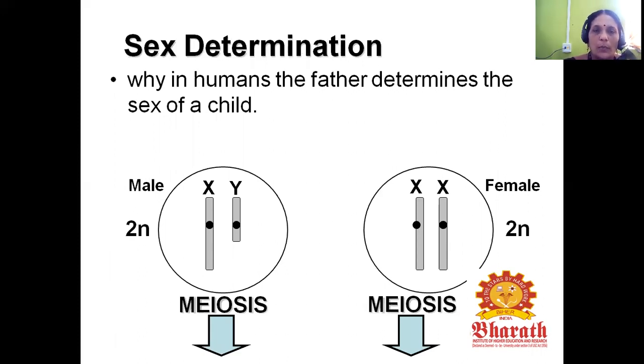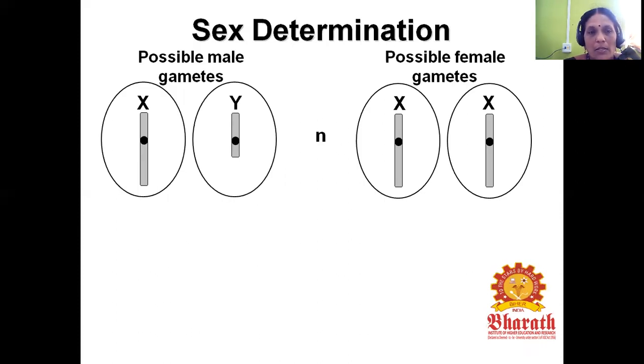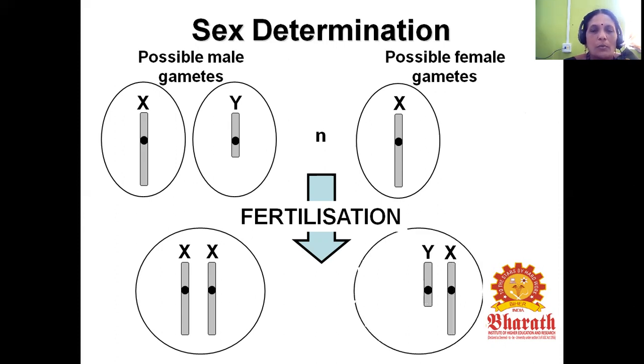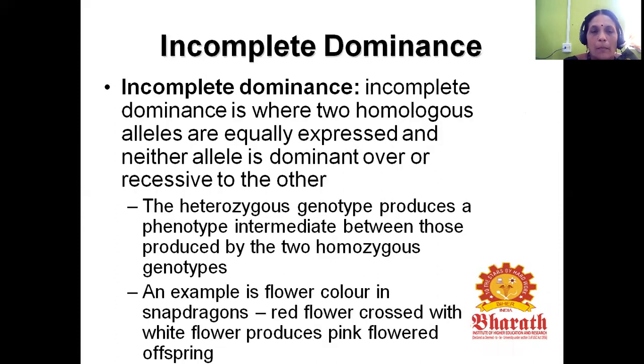So in humans the father determines the sex of a child. Males have the XY chromosome and females have the XX chromosome. After meiosis, the possible male gametes are X and Y, and the possible female gametes are X and X. So after fertilization, you get either the XX chromosome, which represents female, or the XY chromosome, which represents male.